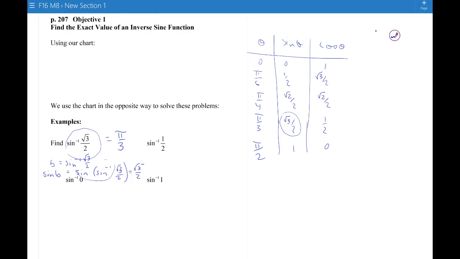So remember, the answer to the question, what is the inverse sine of, is an angle. So what is the inverse sine of a half? Pi over 6. What's the inverse sine of 0? It's 0. And the inverse sine of 1, pi over 2.